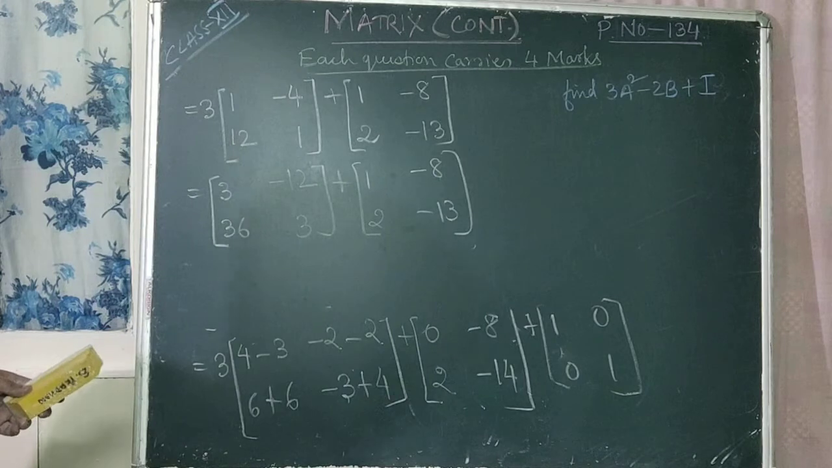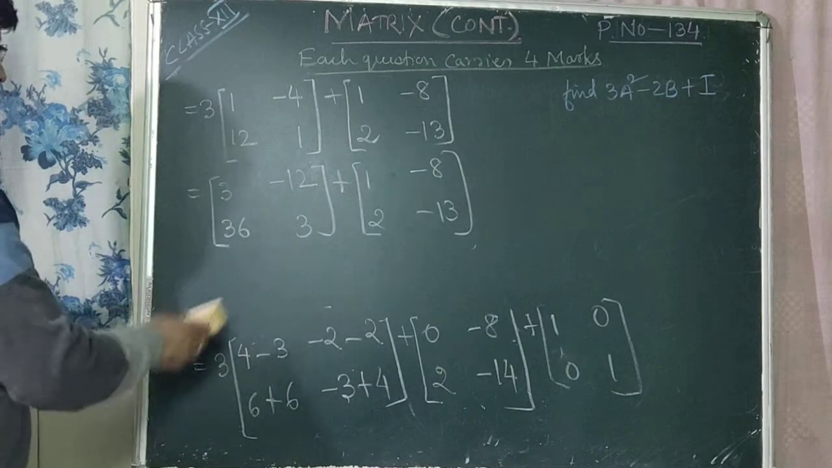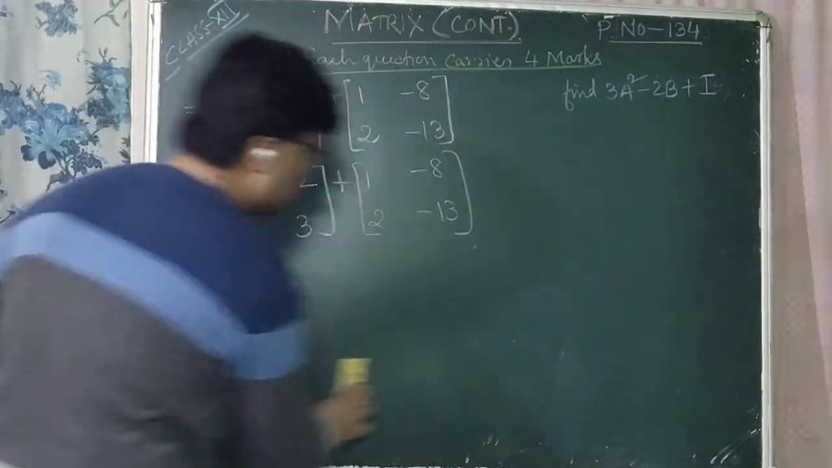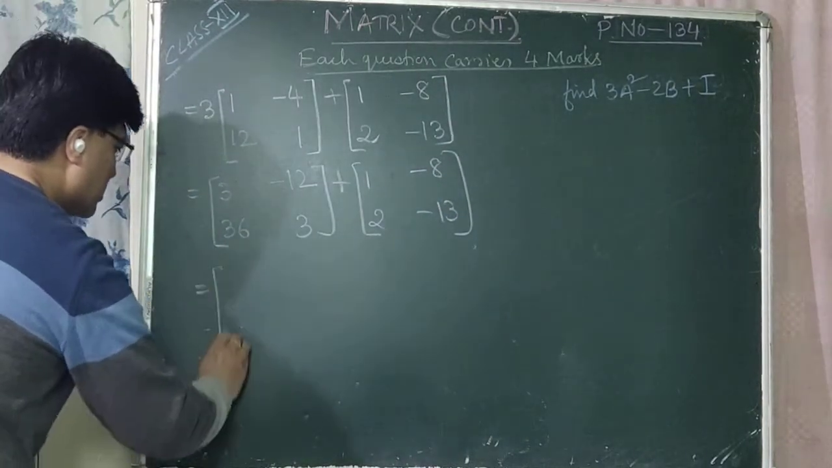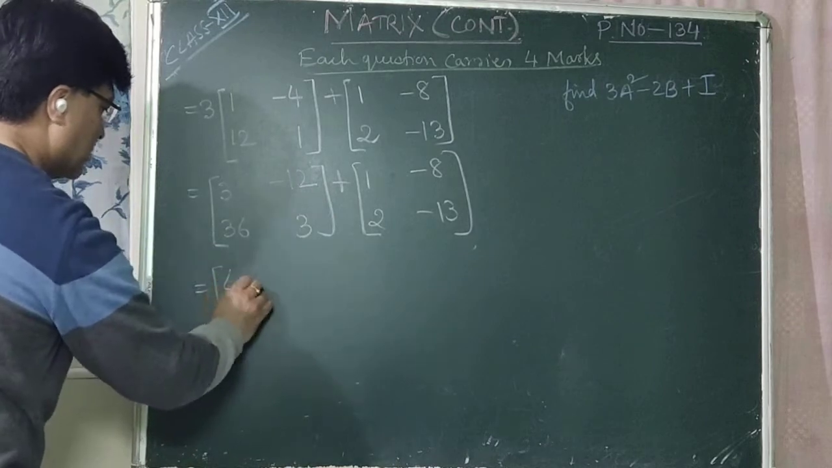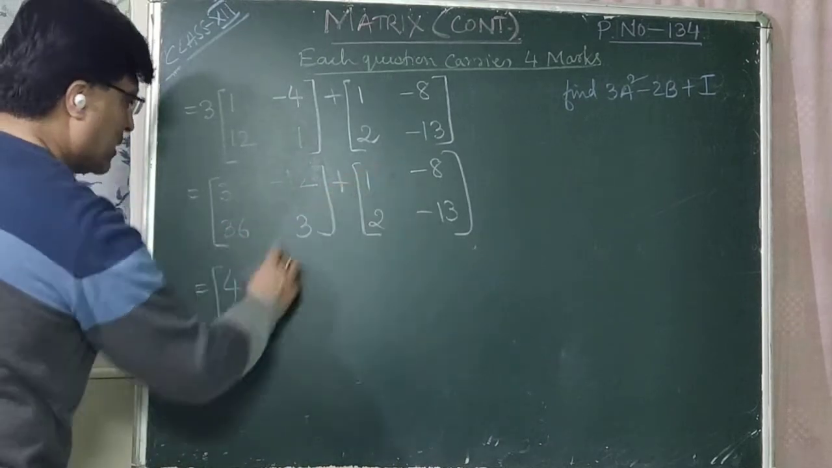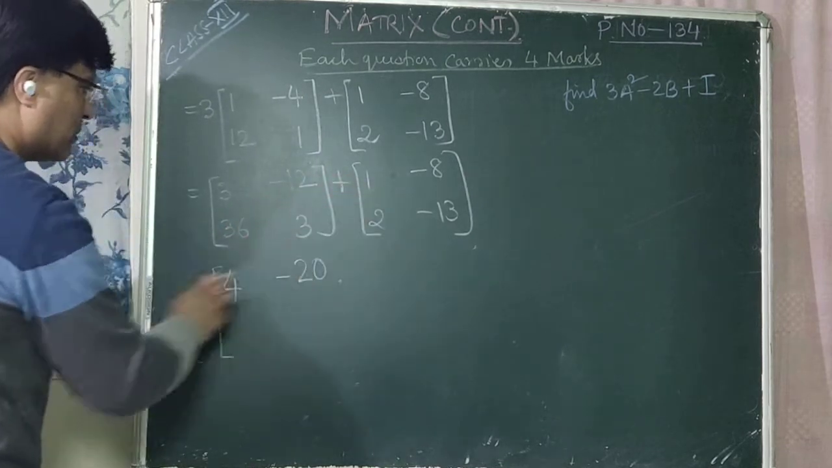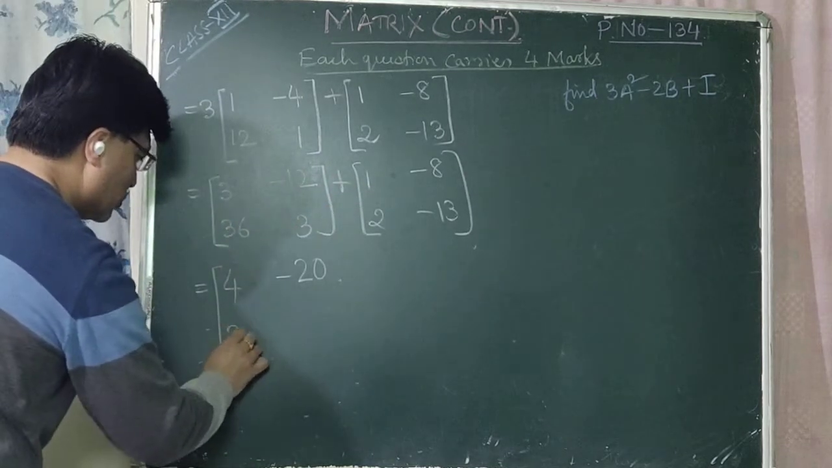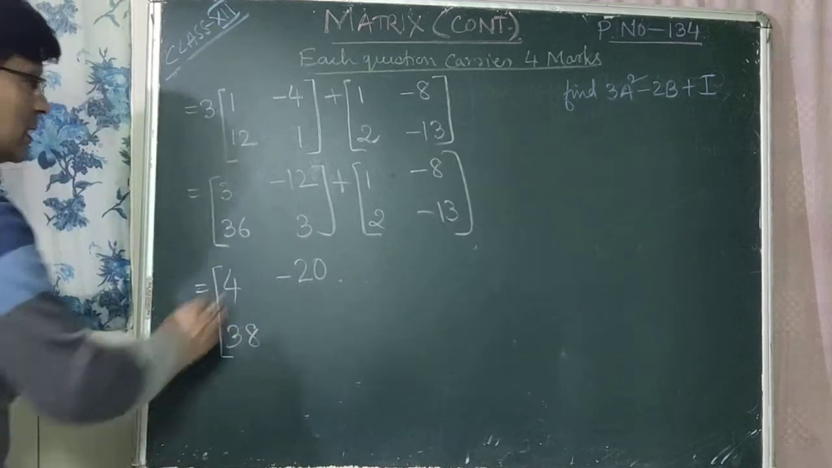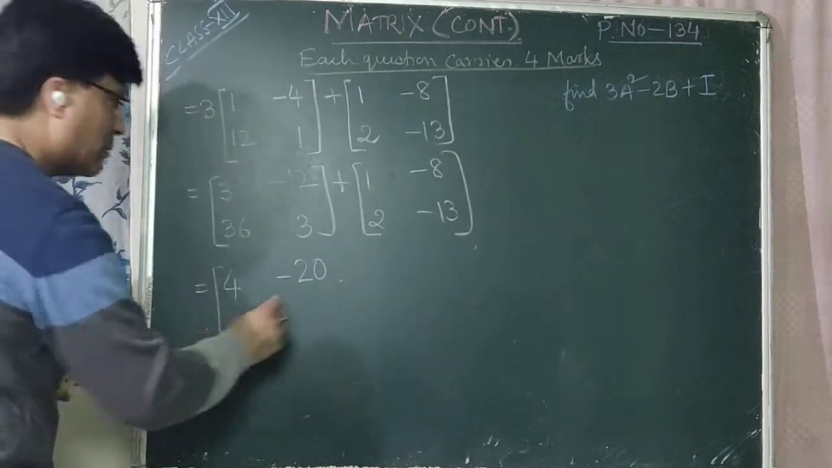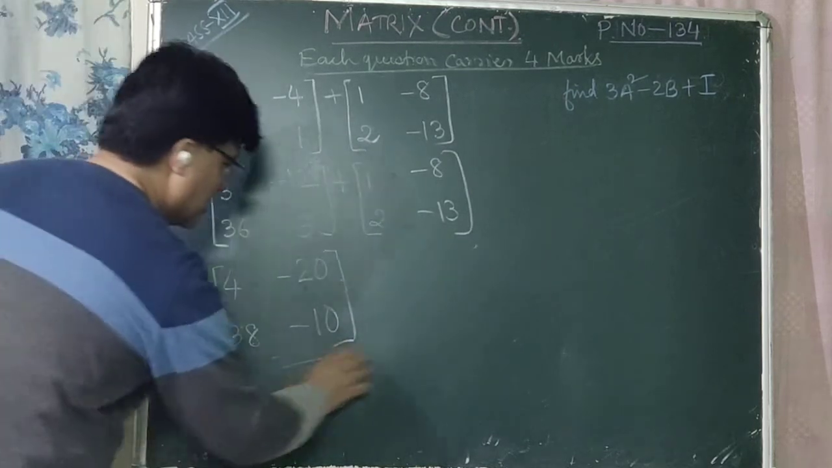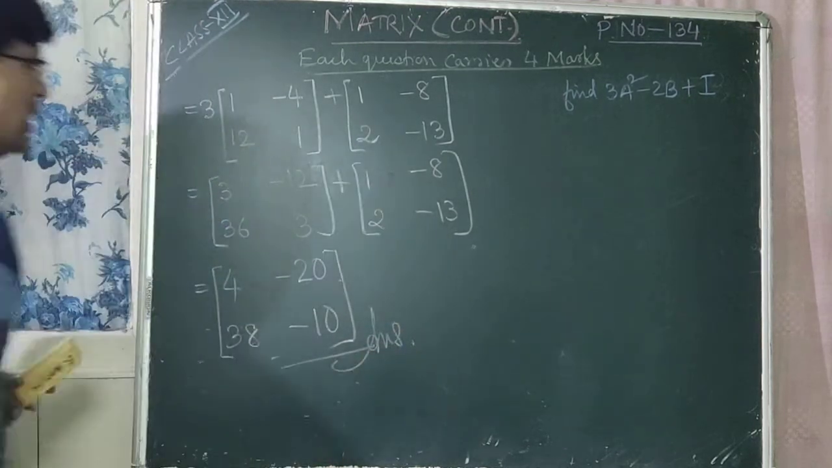Right? So now you can get the matrix by addition of these two matrices. You can add those two matrices. So what do we get? 3 plus 1, 4. Minus 12 minus 8, minus 20. 36 plus 2, that means it is 38. And 3 minus 13, different signs, you have to subtract it, and write down the sign of the greater number, that is minus 10.